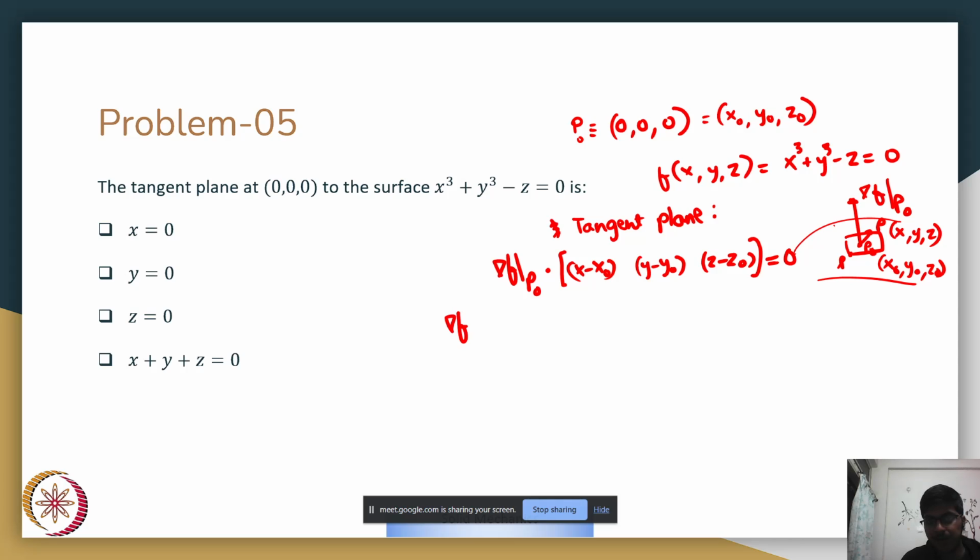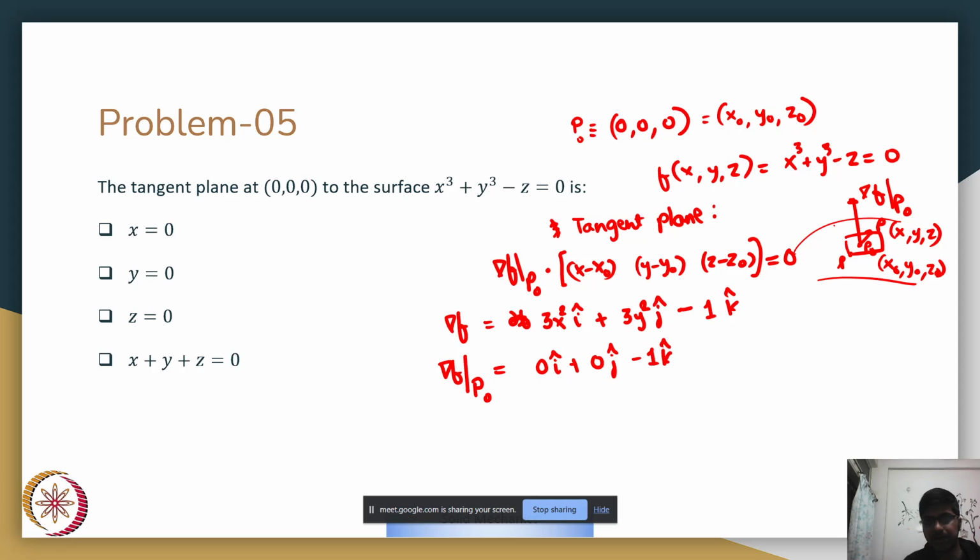If I calculate quickly grad of f, it would be nothing but dou f by dou x, which is 3x square i hat, plus dou f by dou y, which is 3y square j hat, minus 1 k hat. I substitute now my values. This is nothing but 0 i hat, 0 j hat, minus 1 k hat.